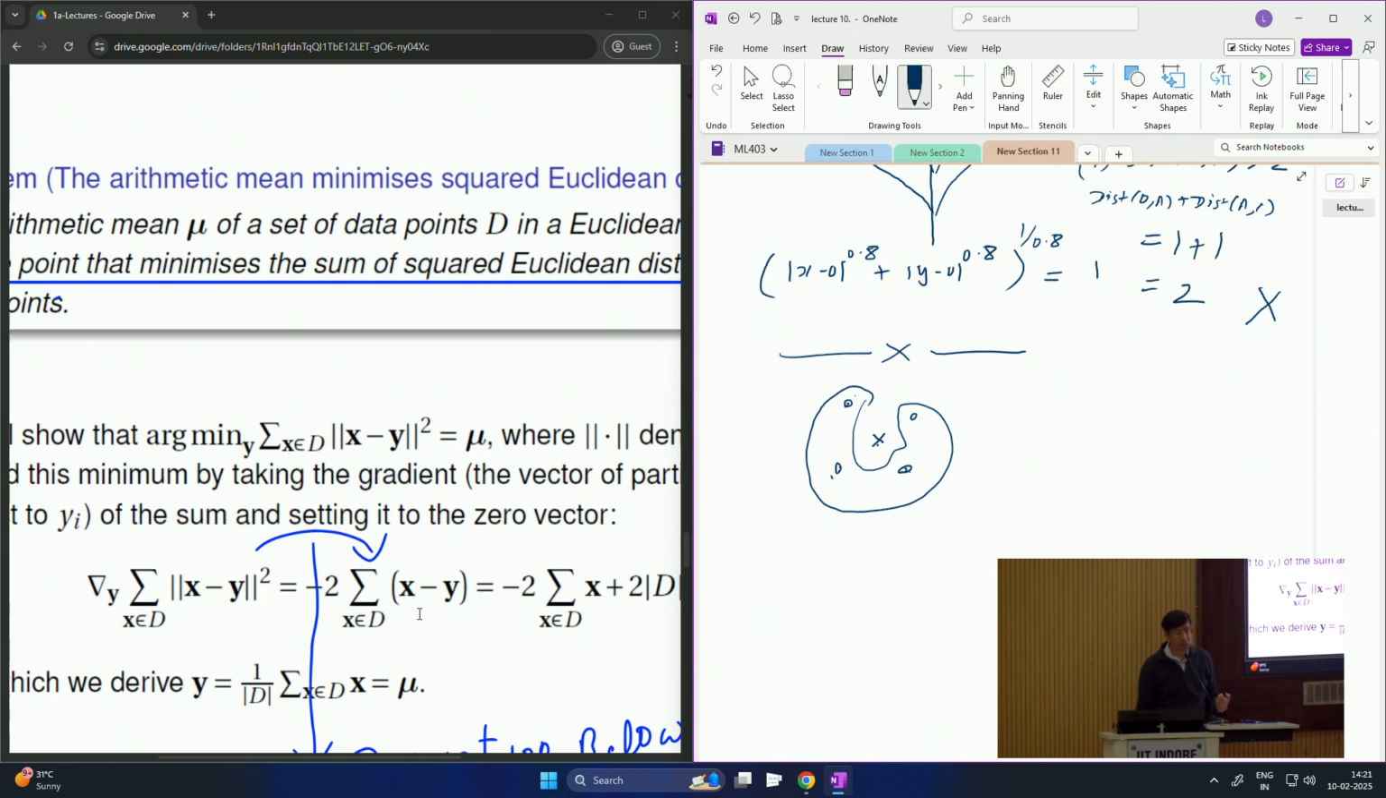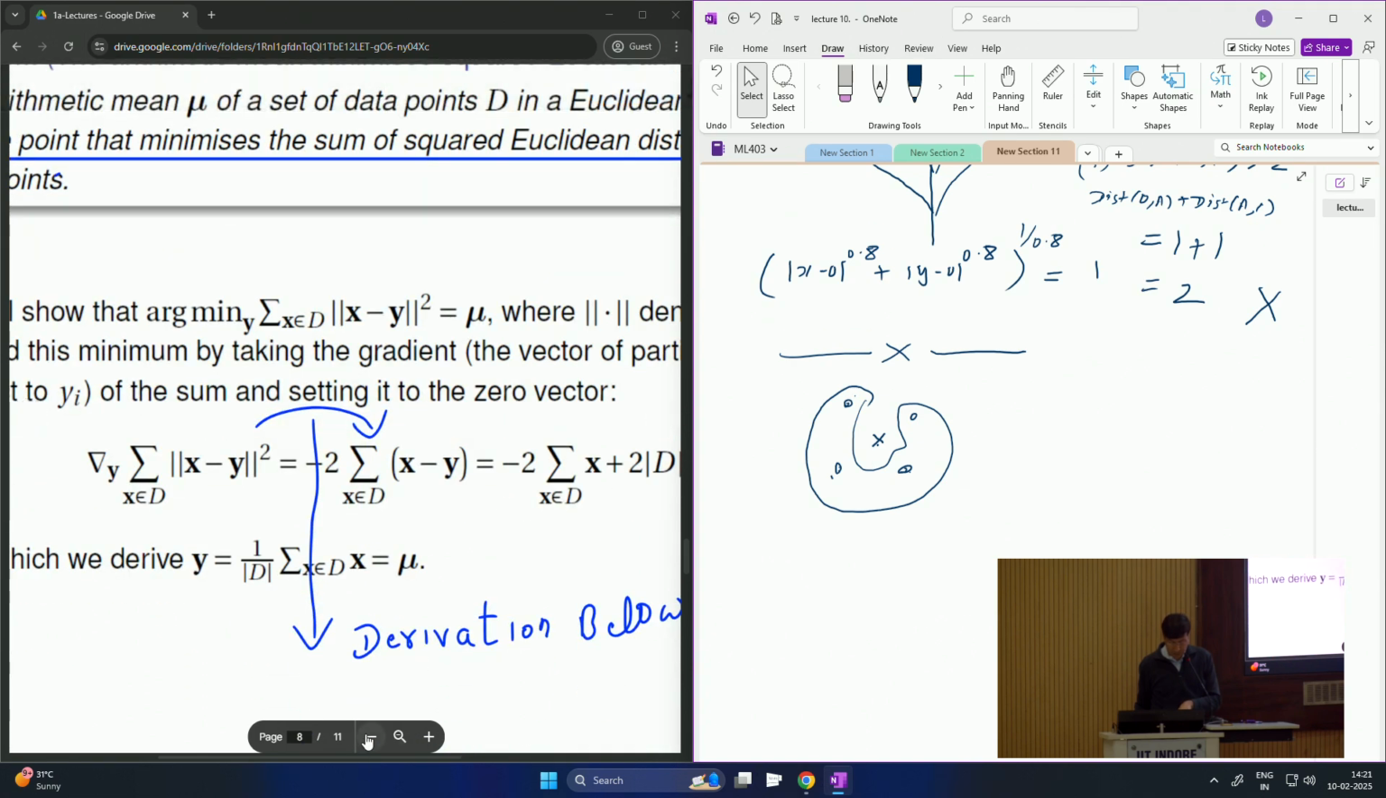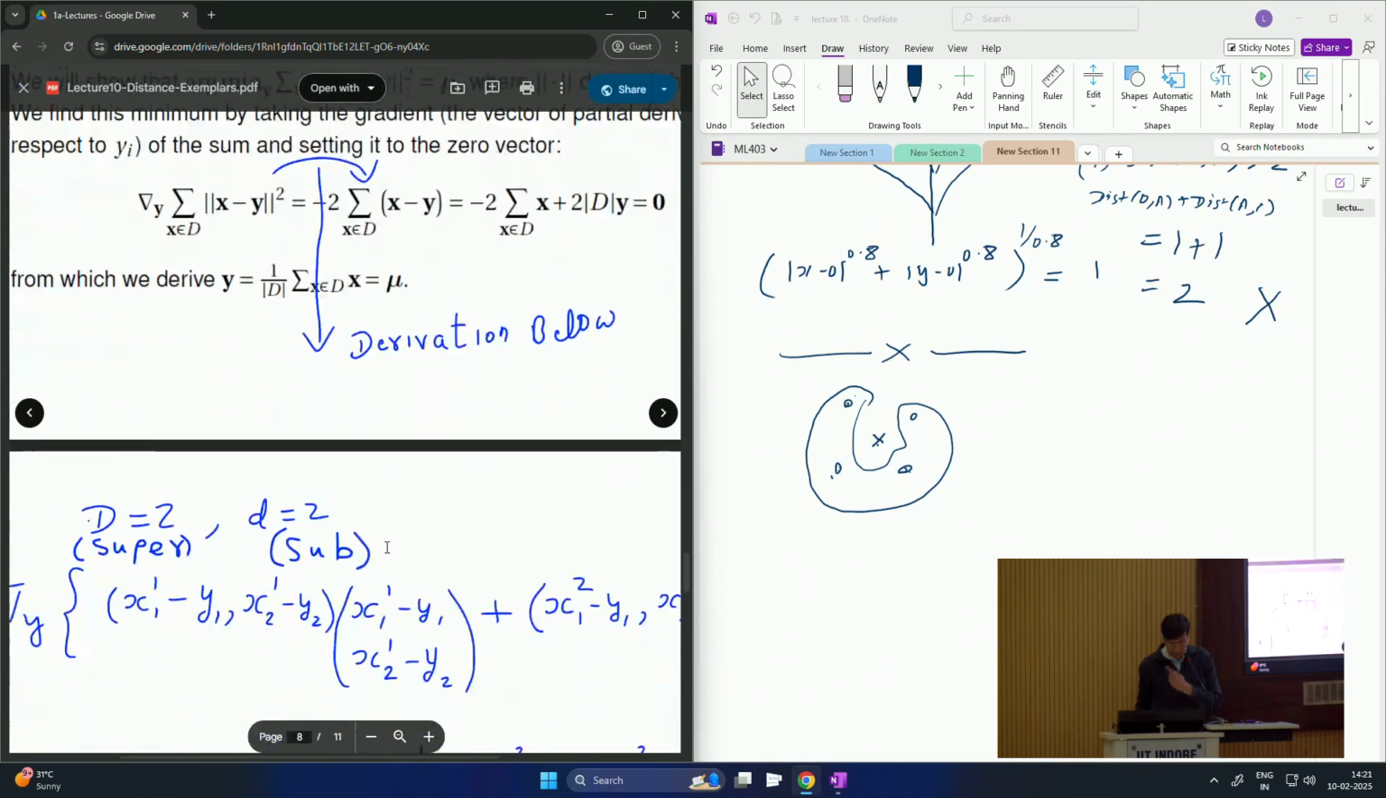So I've worked it out, I'll show you. Okay. So we'll come back to this slide. I'll work it out here because we're short of time. I want to finish this.